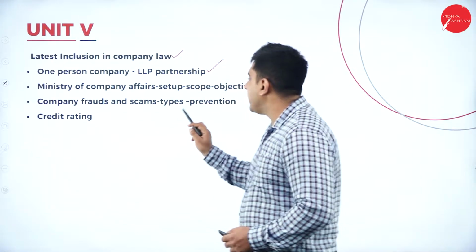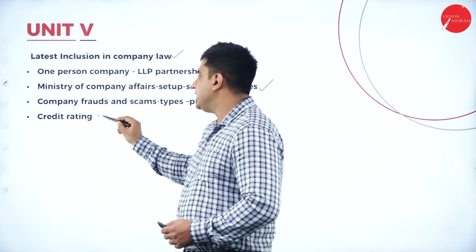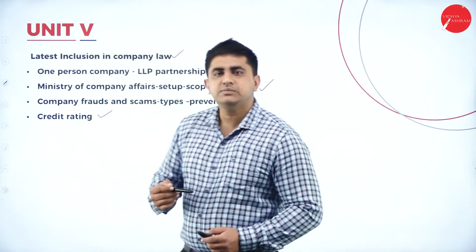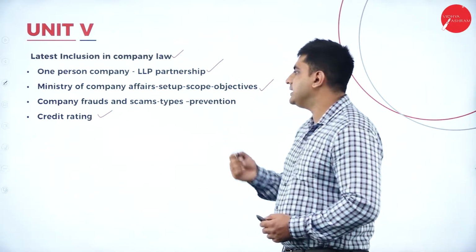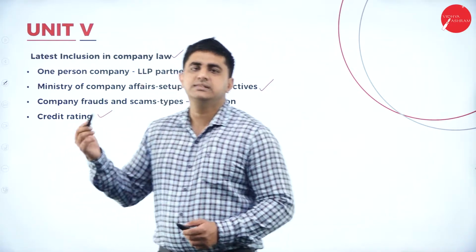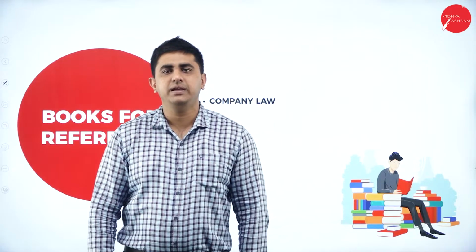Company frauds and scams, types, prevention, credit rating. So different kinds of frauds which the company are committing, what are the different types, how you can prevent them also you will be understanding. And also you will be understanding what is credit rating. So this is regarding your fifth unit. So these are the 5 units you people will be dealing with in 5th sem BBA. So you can refer any of the company law books.